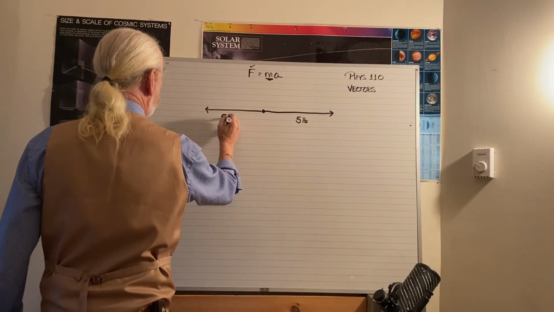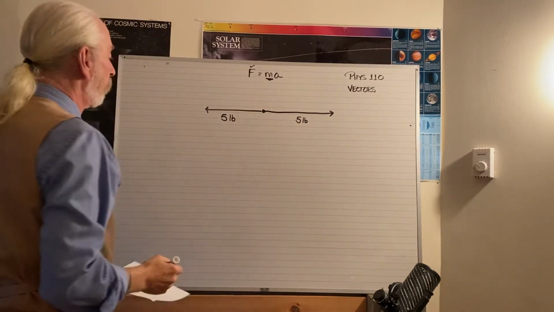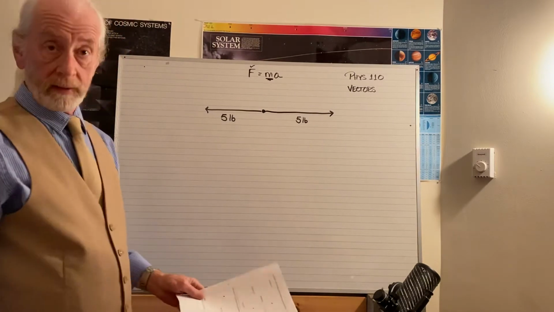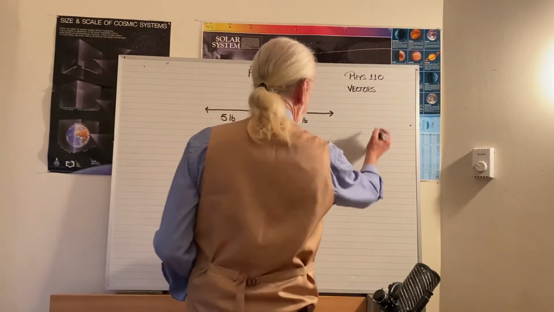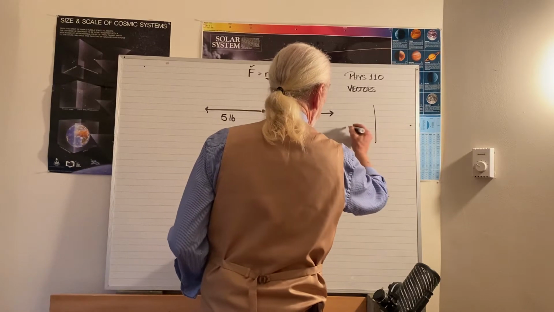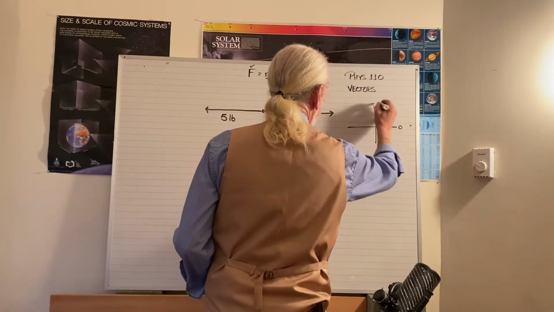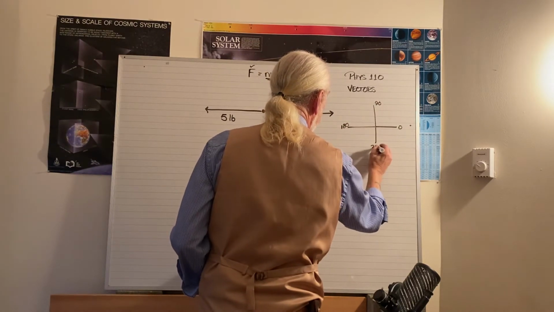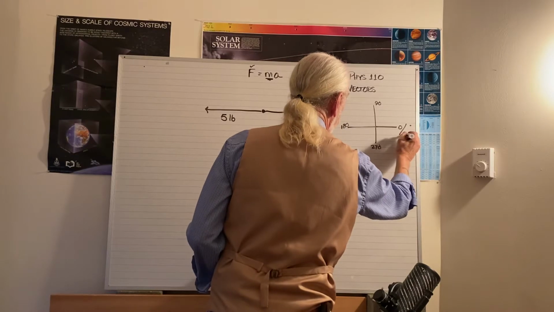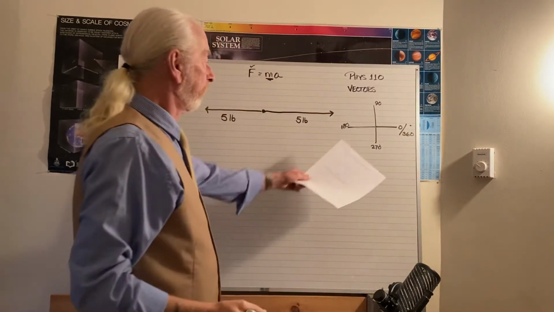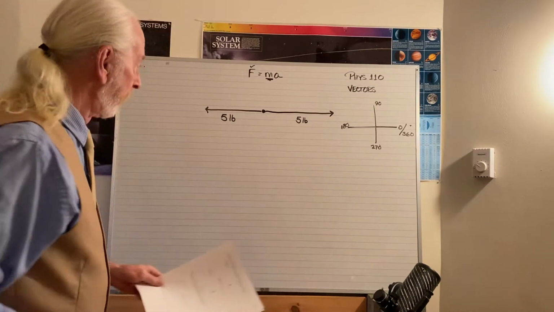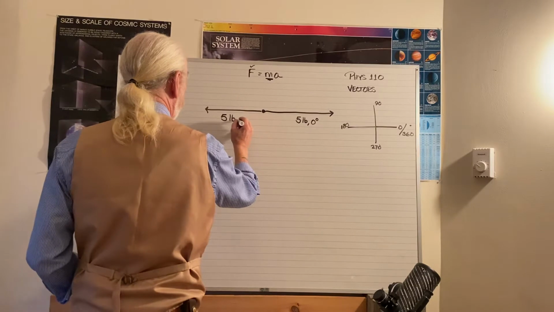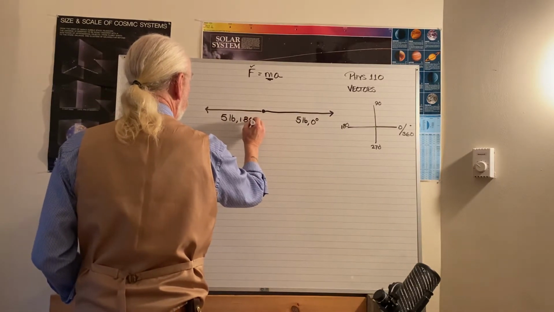Now, how are we going to indicate direction quantitatively? Well, we're going to go back to high school algebra. You might remember doing this. 0, 90, 180, 270, and this is also 360. We'll use that to indicate our directions. So now we can say that this is 5 pounds at 0 degrees. This is 5 pounds at 180 degrees.